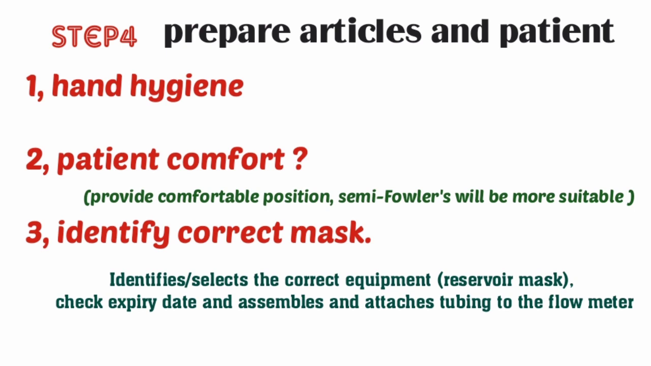Next, you have to identify the correct mask. That will be the reservoir mask. Once you find it, check the expiry date and verbalize that the mask is within date. After that, take out the tubing and mask from the packet and connect the tubing to the oxygen flow meter.